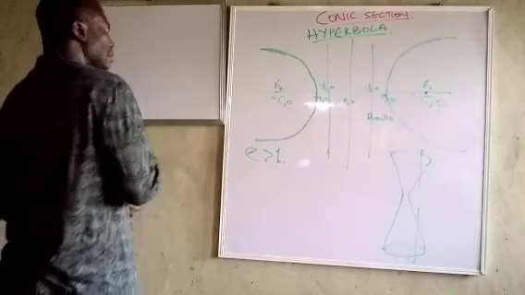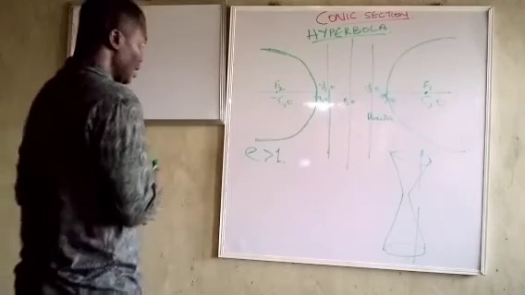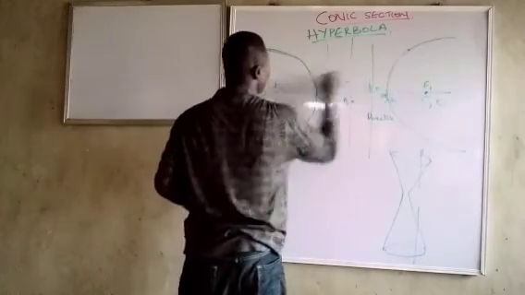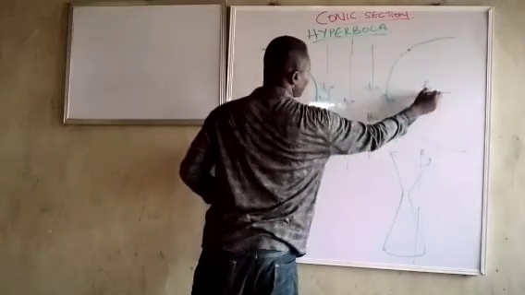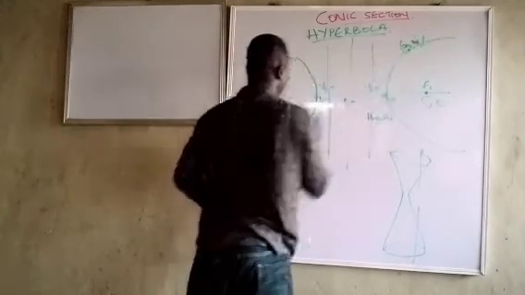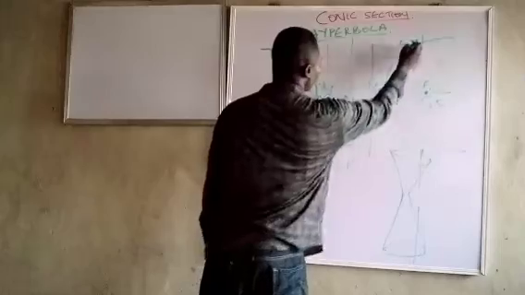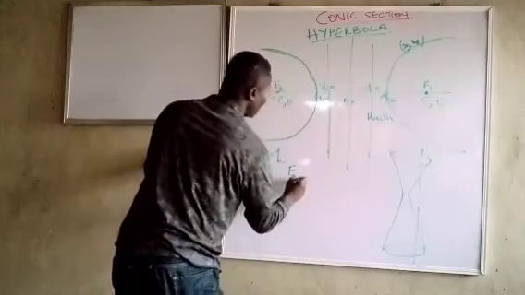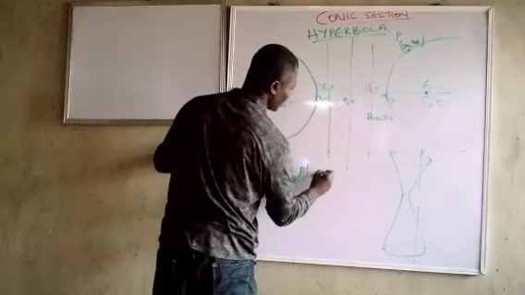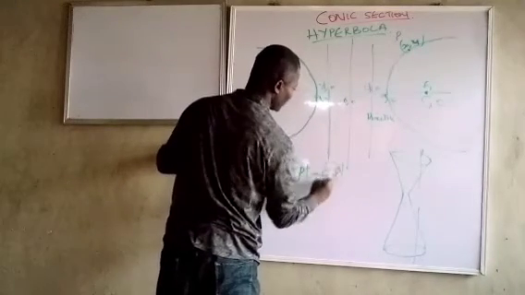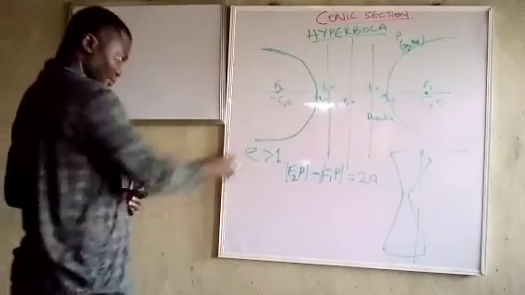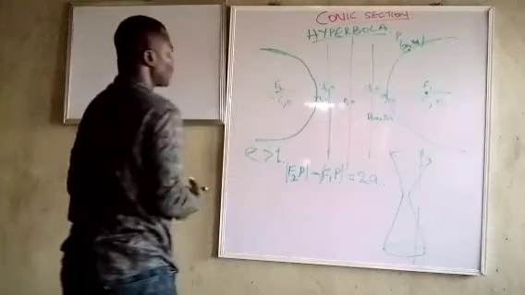There is one specific thing about the hyperbola. For any point, the difference of its distances from the two focal points is constant and equals 2a. Like this one now, F2P minus F1P is equal to 2a. We shall prove that one later on, but that's just a fact about the hyperbola.